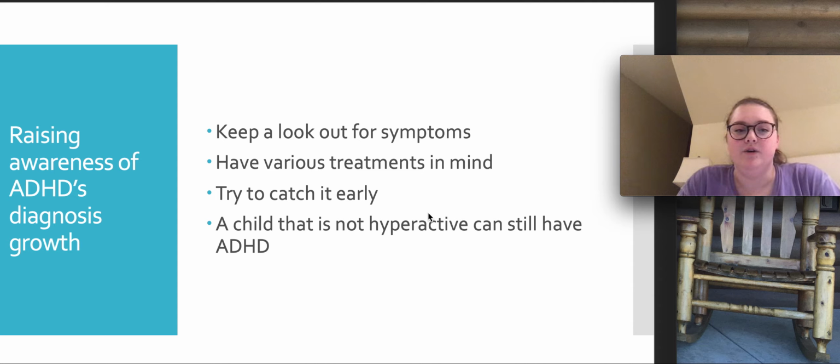And I also wanted to add that a child that is not hyperactive can still have ADHD. Just make sure that you stay vigilant for the students that might be struggling but aren't showing it as much, aren't as obvious, but are still suffering. So yeah.